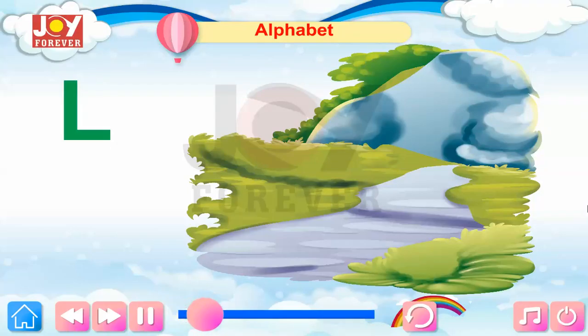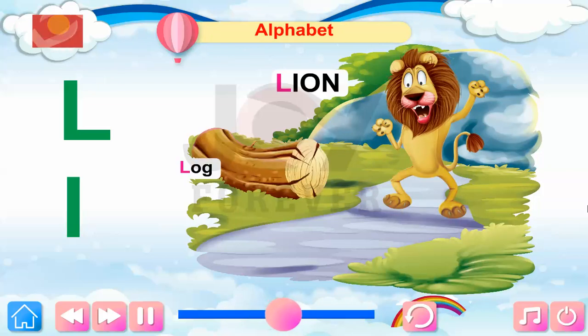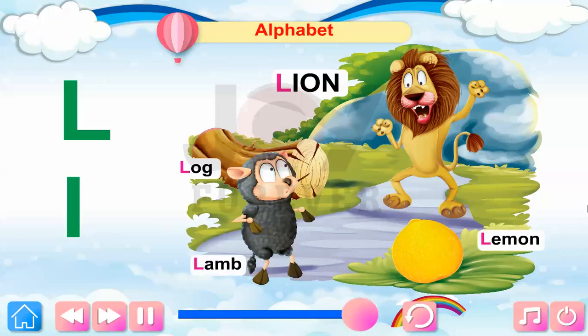Capital L, small l. L for lion. L for log. L for lemon. L for lamb.